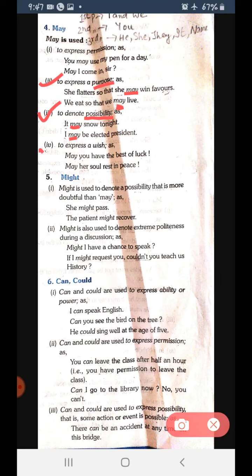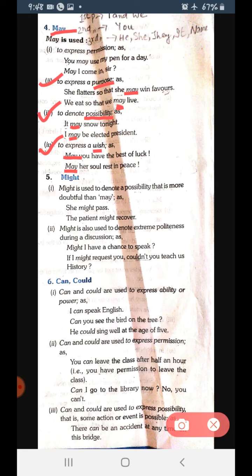Next, point number 4, to express a wish. Example, may you have the best of luck. Here may shows the wish. I wish that you have the best of luck. Next example, may her soul rest in peace. It means I pray to God that her soul may rest in peace. Fine? So these were the uses of the modal may.